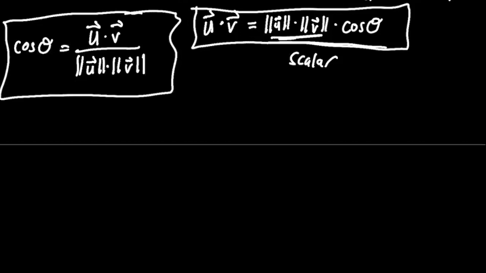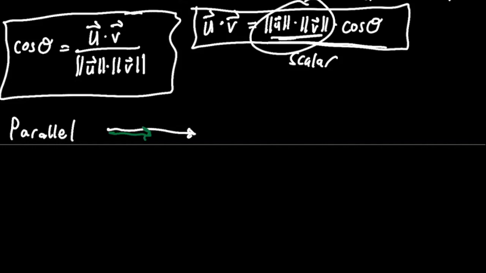Next, I want to consider two specific situations. First, we might end up with vectors that are parallel to each other. If two vectors are parallel, then we end up with an angle of 0 between them. So they're going the exact same direction. So when we take the dot product, what happens is we actually end up just multiplying their magnitudes, and that's because cosine of 0 equals 1. So the dot product is just equal to their magnitudes.